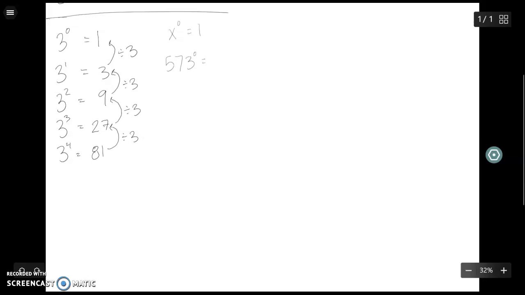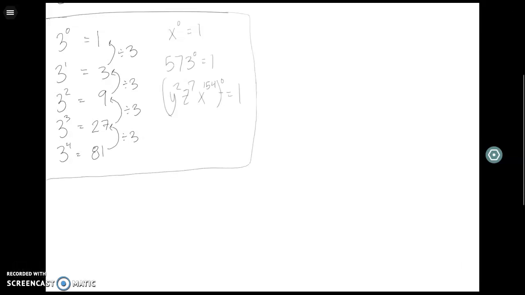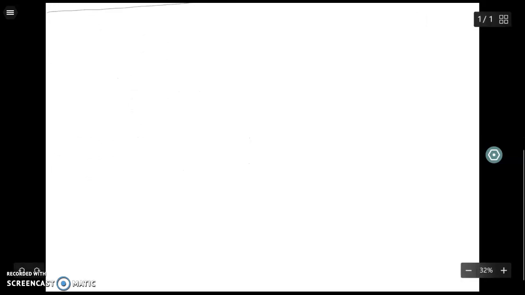573 to the 0 power, that's 1. Y squared, z to the 7th, x to the 154th, all raised to the 0 power. Anything to the 0 power is just 1. So whenever you see that, just know life's about to get easier, because anything to the 0 power is just 1. So now let's talk about something called the product rule for exponents.